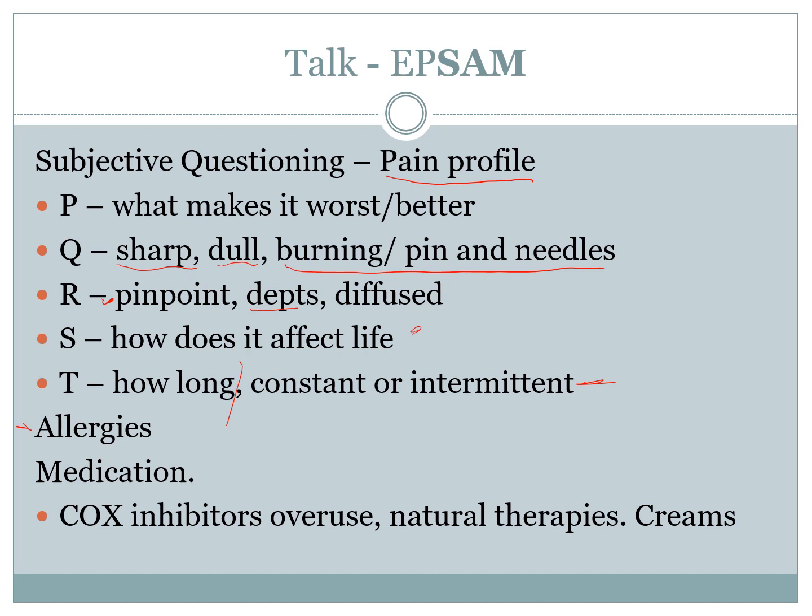Allergies is good to know because medications are quite common with musculoskeletal pain, so we really need to know that. As far as medication goes, we really need to know what they're on. Okay, we need to know if they're prolific users of COX inhibitors like ibuprofen or other non-steroidal anti-inflammatories. Any natural therapies they may have tried, whether it's Tiger Balm, St. John's wort, whatever it is, we need to know because there's interactions associated with it.